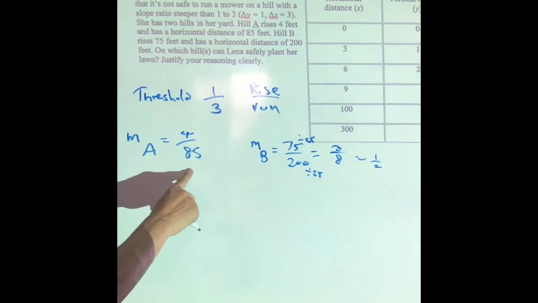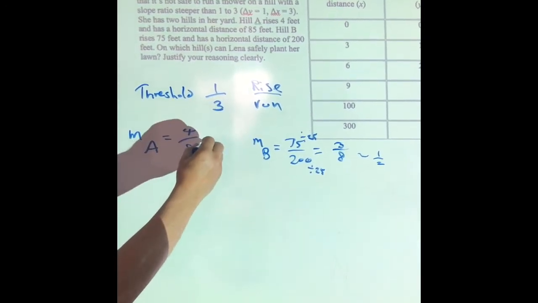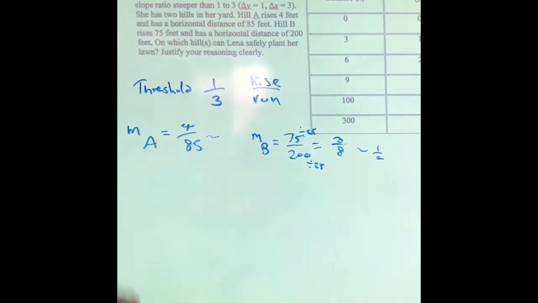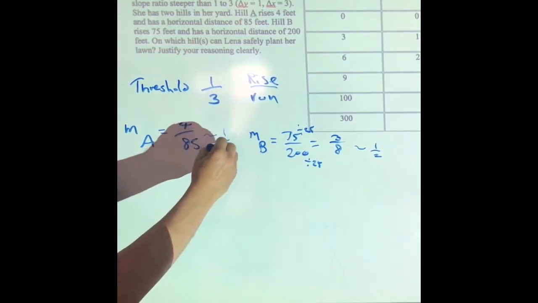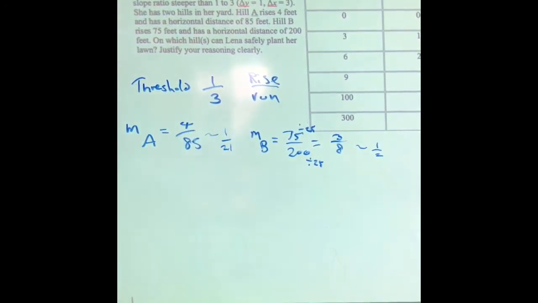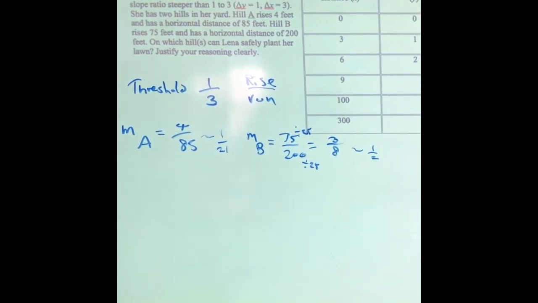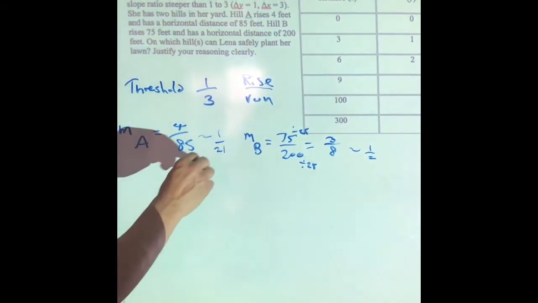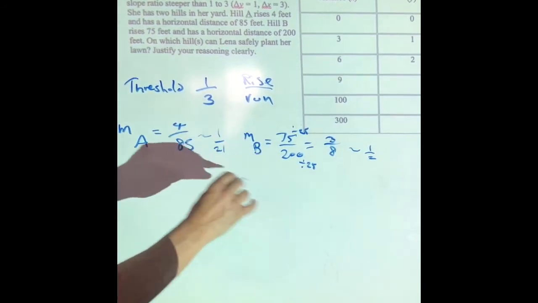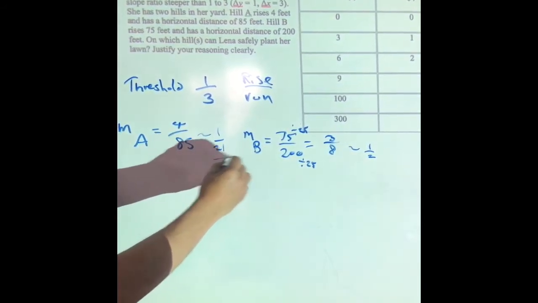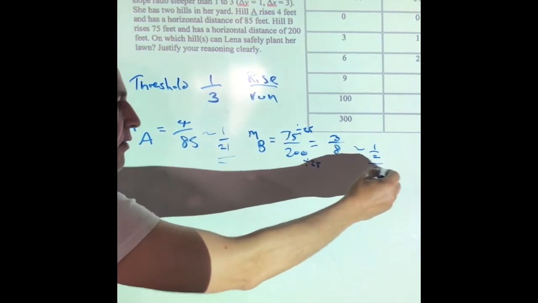Over here, 4 over 85 is a very small slope. It doesn't go in evenly, but it's approximately 1 over 21, because if we divide by 4 on the top, we'll get 1, and dividing 85 by 4, we get approximately 21. It's really going to be slightly bigger than that. But for all intents and purposes, we're comparing this right here with this, and we're comparing this slope right there.